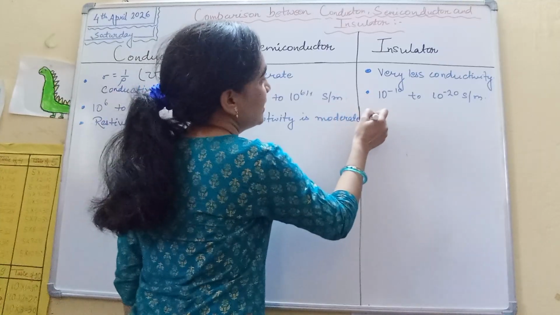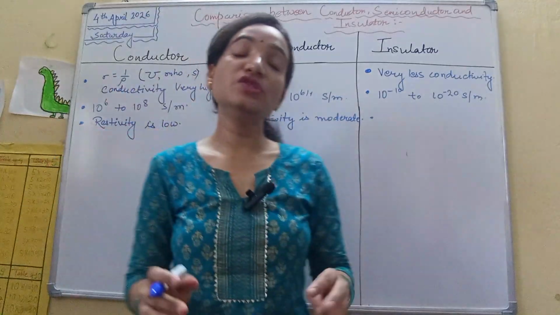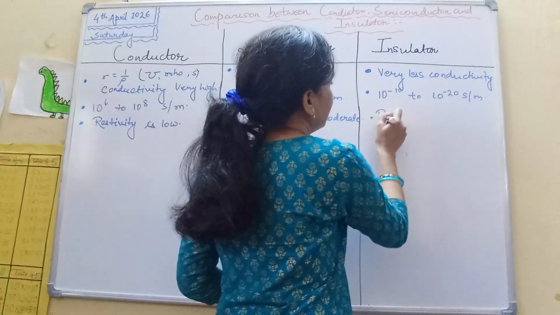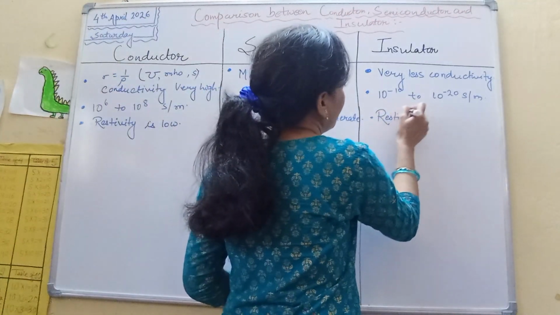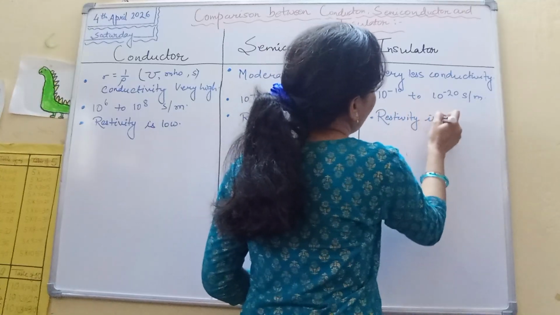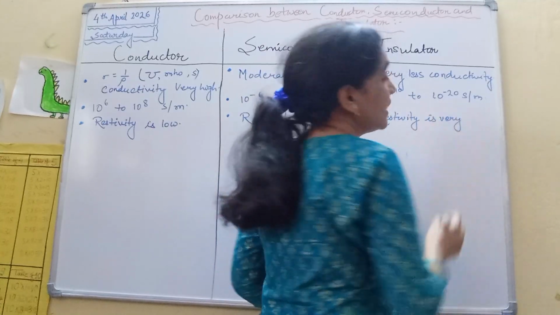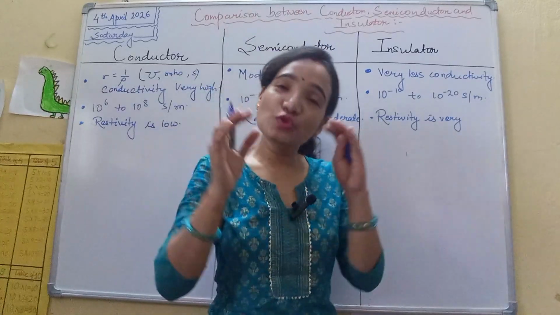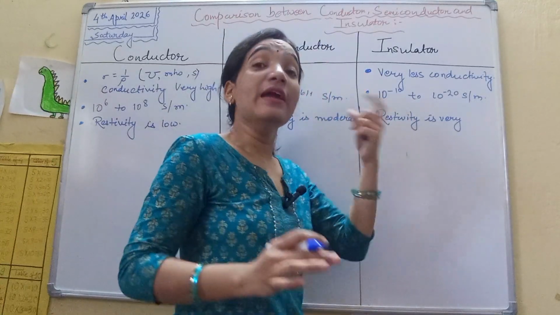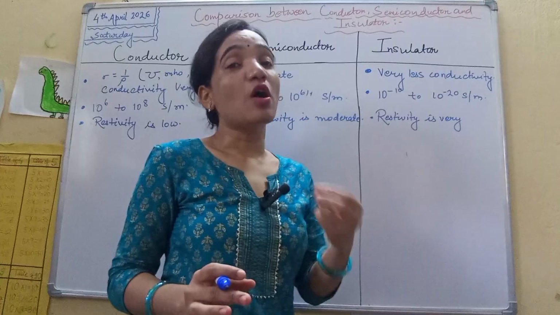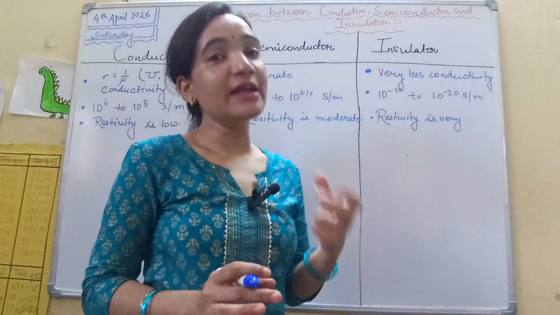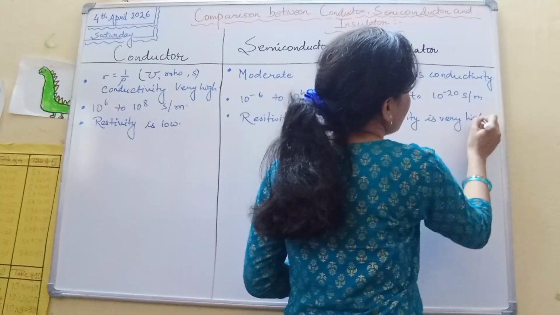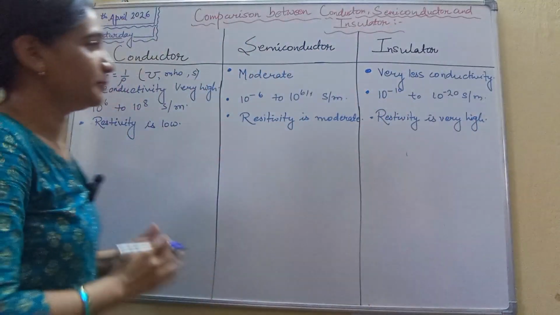Okay, and now in the case of an insulator, resistivity is very high. It means that it is resisting the flow of the charge so much that a very small amount of current is flowing through that substance. Resistivity is very high in the case of an insulator.